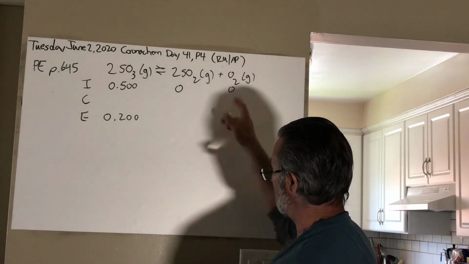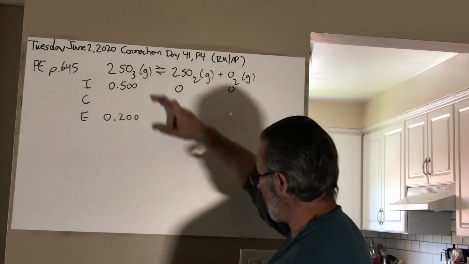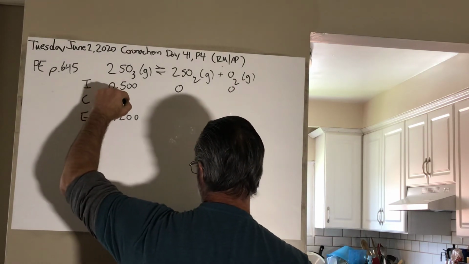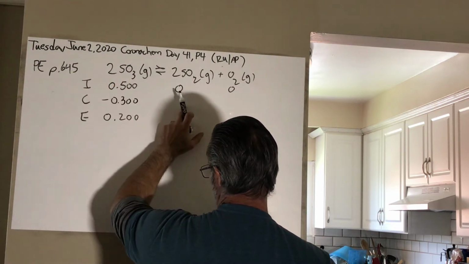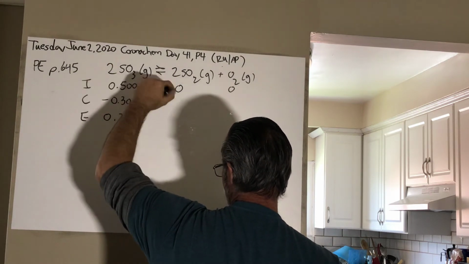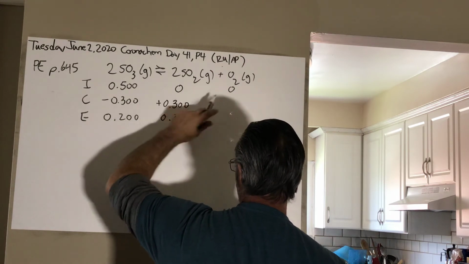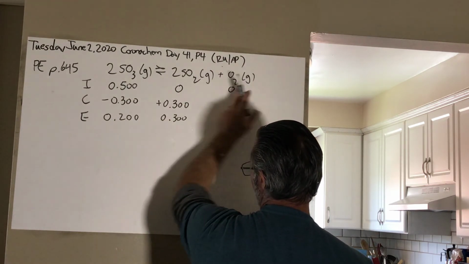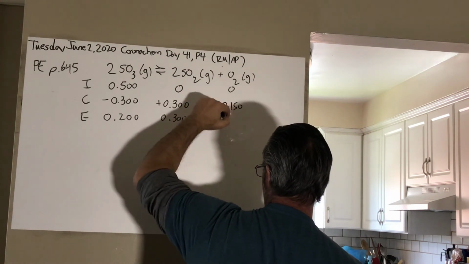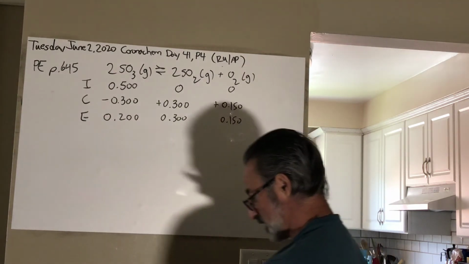So you have the stoichiometry of the reaction. Because you've gone from 0.5 to 0.2, it means it changed by 0.3. So you have minus 0.3, which allows you to reconstruct what happened over here. If you lost 0.3 over here, it means you gained 0.3 over here. So this is going to be plus 0.3, and at equilibrium it's going to be 0.3. This is going to be half as much because the stoichiometry is 2 to 1, so this is going to be plus 0.15, and it's going to be at equilibrium at 0.15. So that way you can reconstruct all the concentrations at equilibrium.